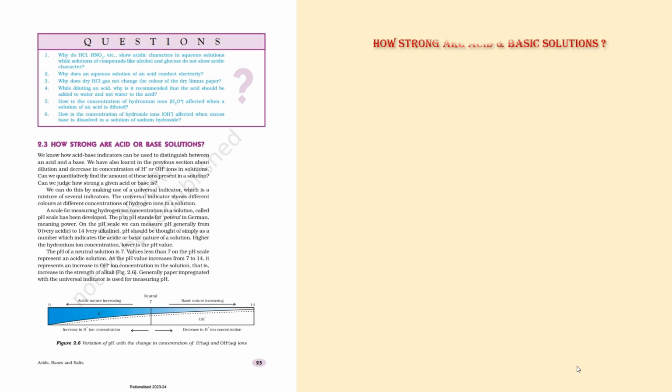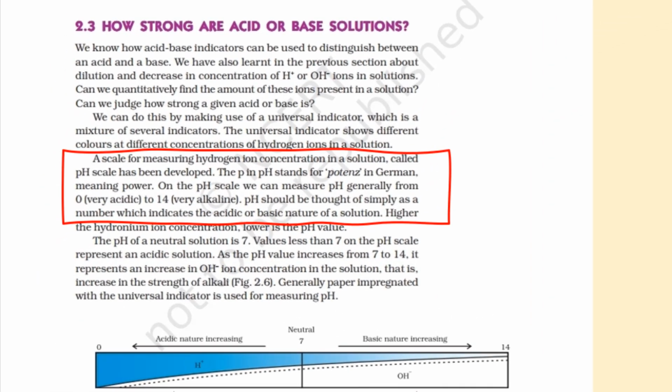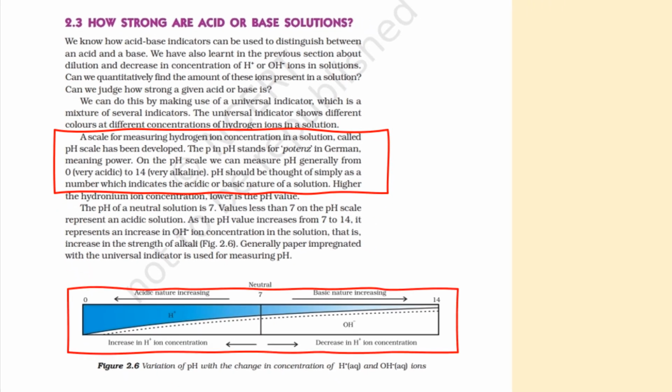Now moving ahead, what do we understand by the strength of acids and bases? When we say strength of acid and bases, we measure it in the pH scale, which is also known as potenz, P-O-T-E-N-Z in the German language. And this pH scale has a value of 0 to 14, the middle of which is 7. 7 is considered neutral. The more you go towards 0 from 7, the acidic nature increases, and the more you go towards 14 from 7, the basic nature increases.